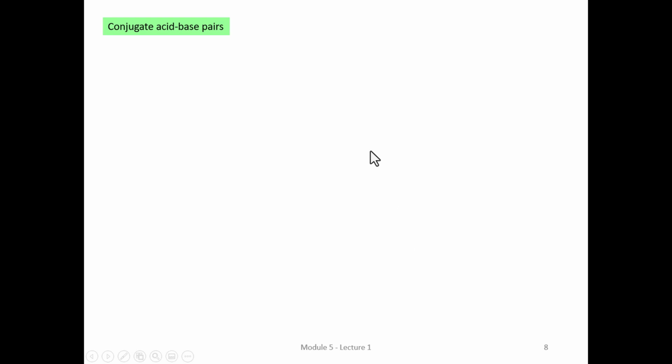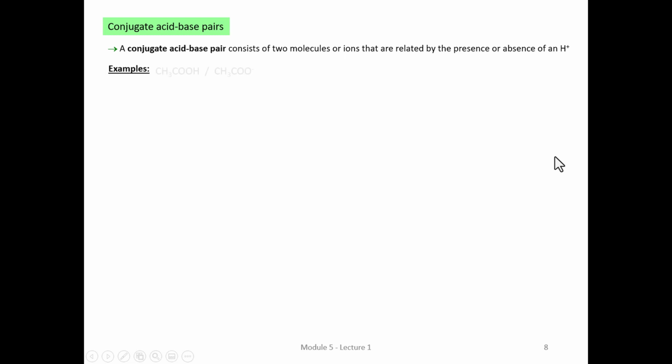In part 2 of this lecture, we'll spend some time talking about conjugate acid-base pairs. A conjugate acid-base pair consists of two molecules or ions that are related by the presence or absence of an H plus ion. The best way to illustrate this is with plenty of examples. So here we go. What we have here is an acid. It's acetic acid, and what we'll call its conjugate base, which is the acetate ion.